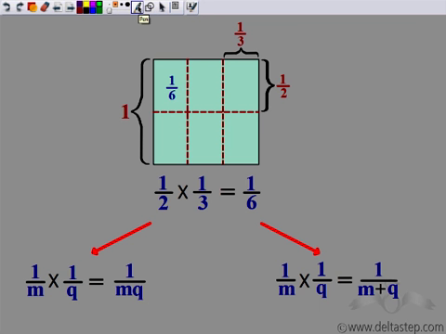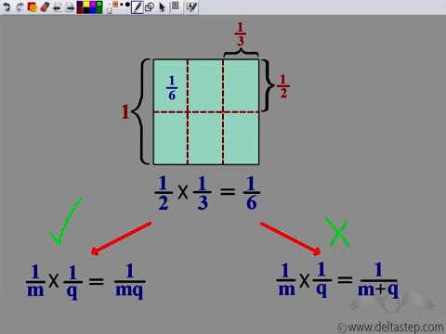What I can see is that the denominators are being multiplied. So, I know that 1/m into 1/q would give me 1/mq. This is satisfying the condition, hence is correct. If they were added, then 1/2 into 1/3 should give me 1/5, which is not the case. So, this is not correct.